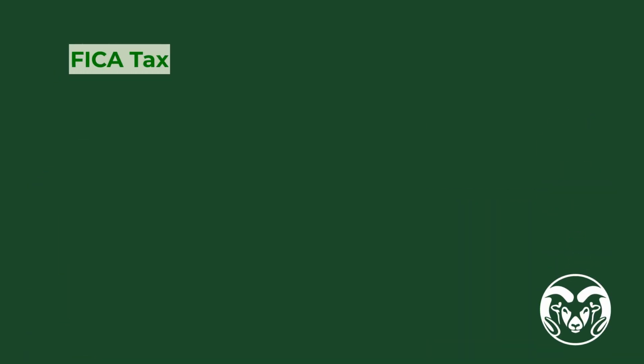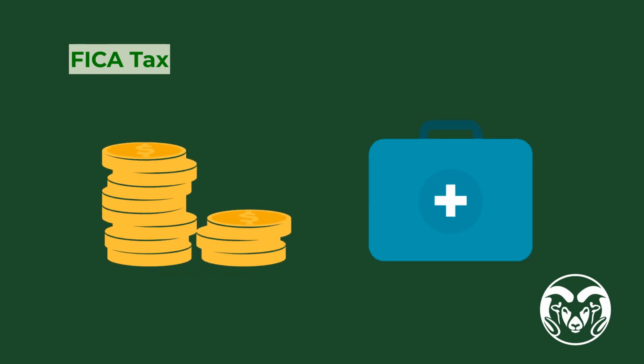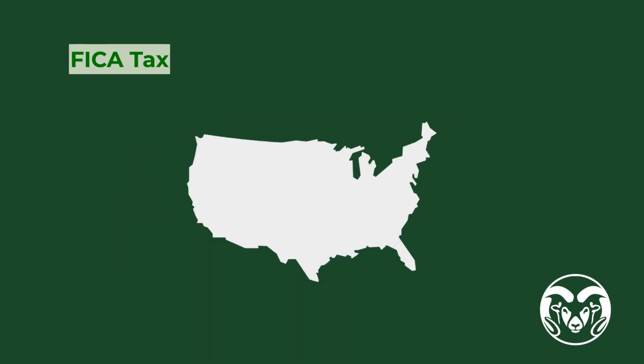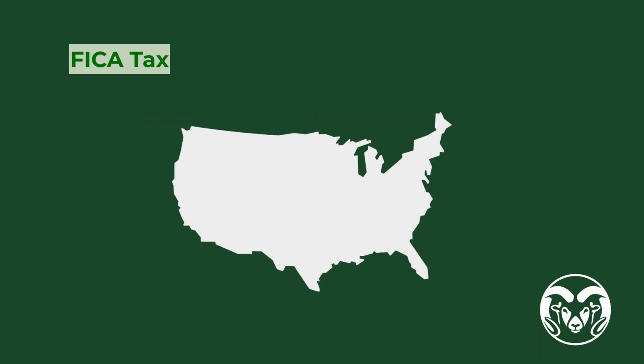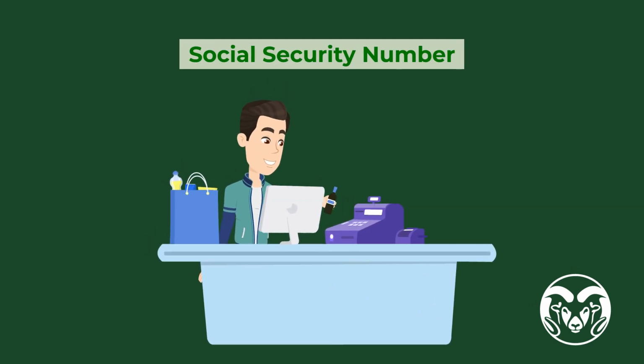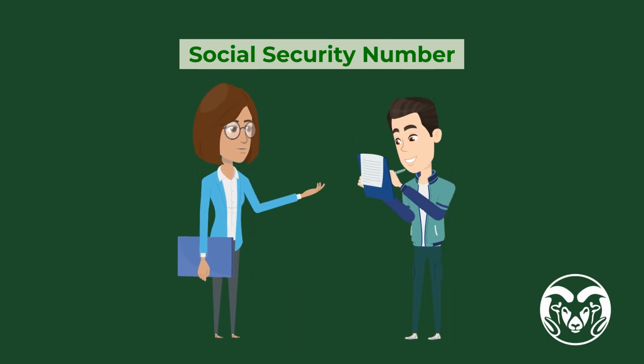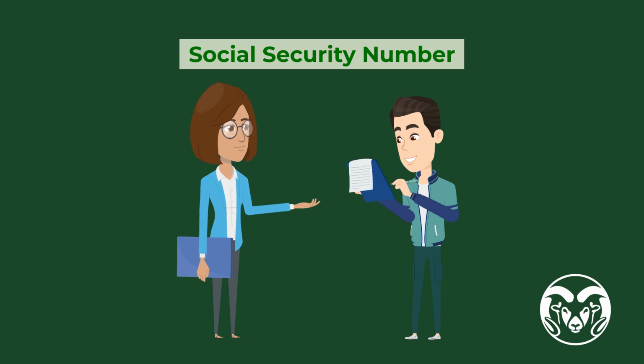The FICA tax, also known as Social Security and Medicare, applies to the payment of wages performed by an employee in the United States. However, taxed non-residents are exempt from FICA. A Social Security number is required to work in the United States. The International Student and Scholar Services team can assist with the application.